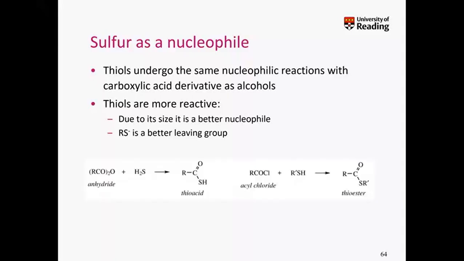So just an example, if you had your anhydride, you react it with some kind of thiol, you would end up with a thioacid, and the same with if you took an acyl chloride with some kind of thiol, you'd end up with a thioester.